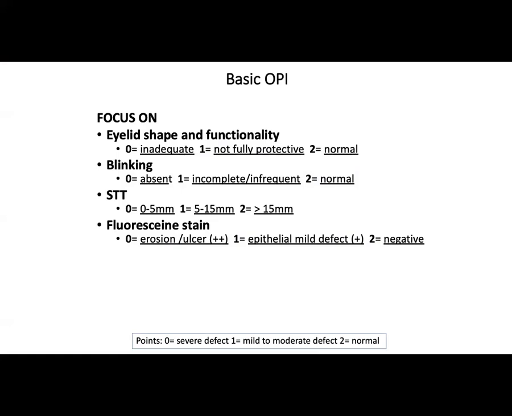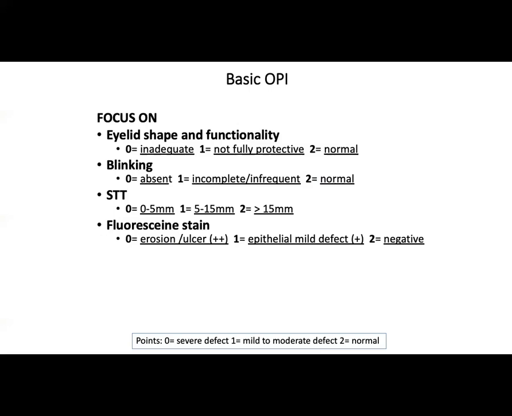Eyelids may be inadequate to protect the eye, may have limited protection, or may be normal. We may observe absence of blinks, infrequent blinking, or normal blinking, and 3 levels of Schirmer tear test are considered, and fluorescein staining may be evident, faint, or absent.